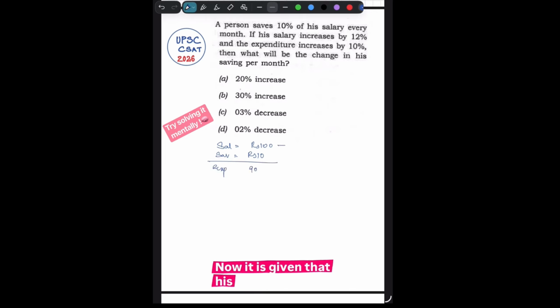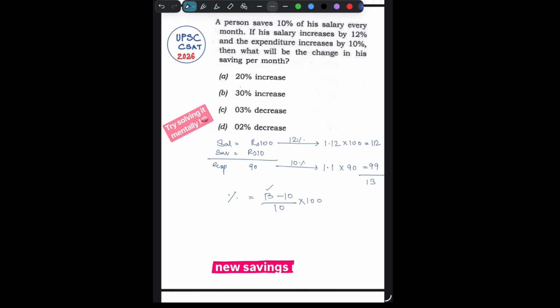Now it is given that his initial salary increases by 12%. So 12% increase on 100 will be 1.12 into 100 and that is equal to 112. His expenditure increases by 10%. So 10% increase on 90 will be 1.1 into 90 and this is equal to 99. So his new savings will become 112 minus 99. So this is equal to 13. Now the question is asking what will be the change in his saving per month. So percentage change in saving will be 13 minus 10 upon 10 into 100. New savings minus initial savings upon initial savings into 100. So this is equal to 30%. Hence the correct option is option B.